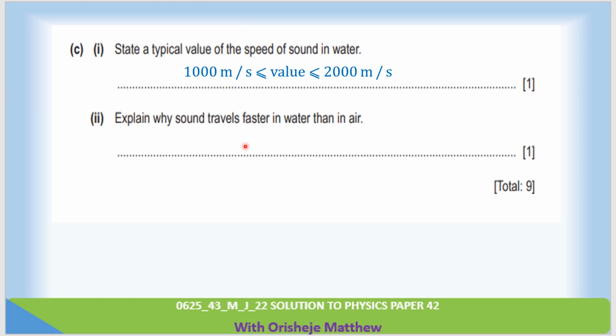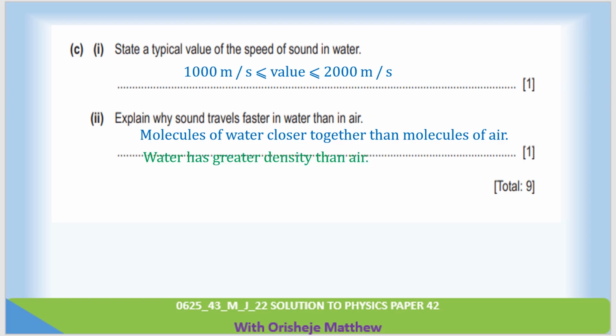Just write something. Okay. Now explain why sound travels faster in water than in air. So it's just the particle arrangement. Molecules of water are closer than molecules of air. It's as easy as that. So water has greater density than air, because the speed is proportional to the density.